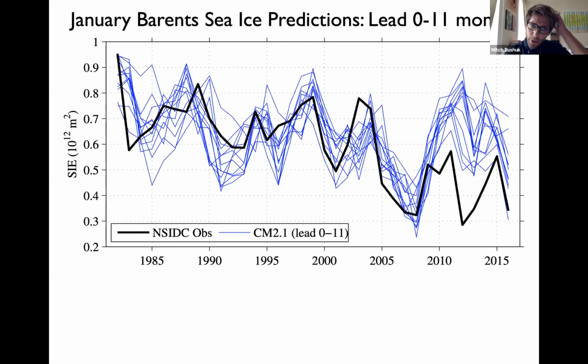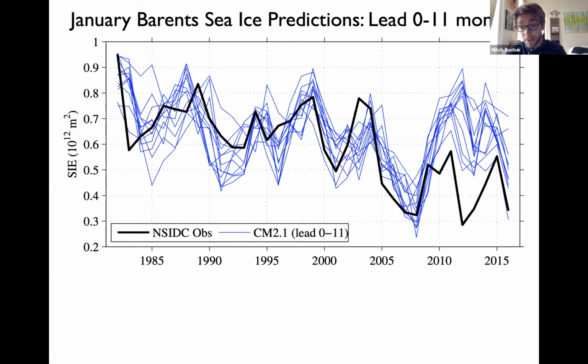Okay, so just as a quick look, here's the performance of the system for predicting that time series of Barents sea ice extent. The black curve is the observed time series, and then the blue curves show various predictions of that at different lead times, ranging from 0 to 11 months in advance. And I think you can see by eye that the system does appear to be capturing at least some of these interannual fluctuations in sea ice in the Barents Sea.